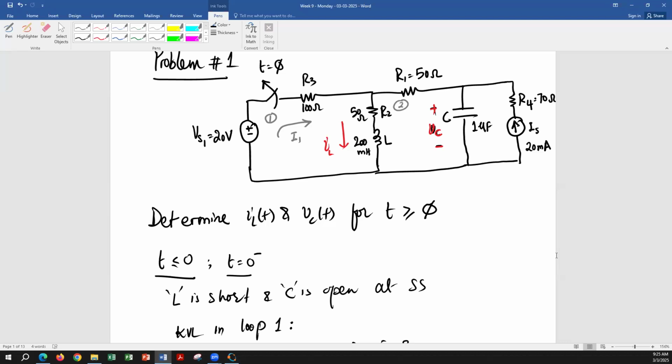IS times R1 plus R4. But that's going to be the voltage across that series combination R1 plus R4. That's not the voltage across the capacitor. IL times R2 plus IS times R1. Excellent. Very good.